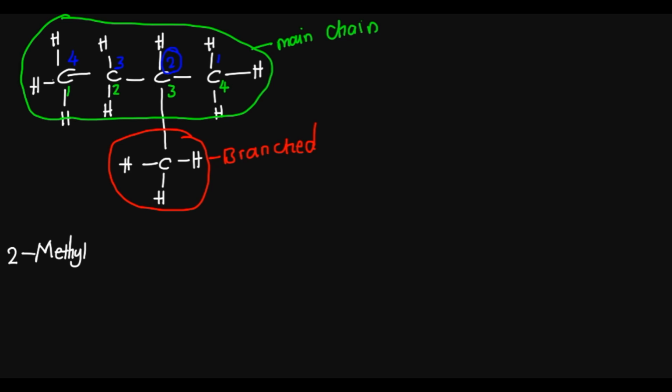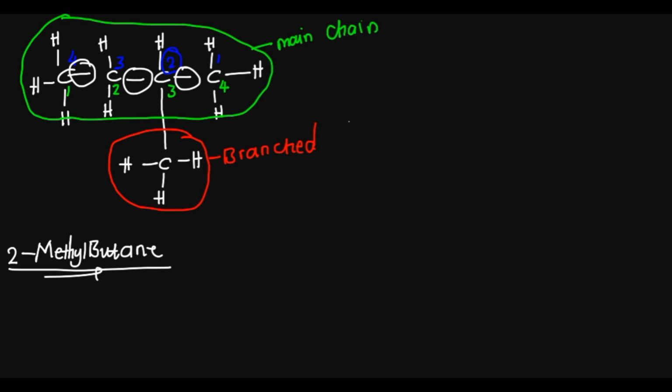Then from the main chain here, we can count the number of carbons that we have. So we have 4 carbons. What is the prefix for 4 carbons? It is but. Then the type of bonds that we have, we can see that we only have single bonds. So we have A and E. So this is our name for this particular compound.